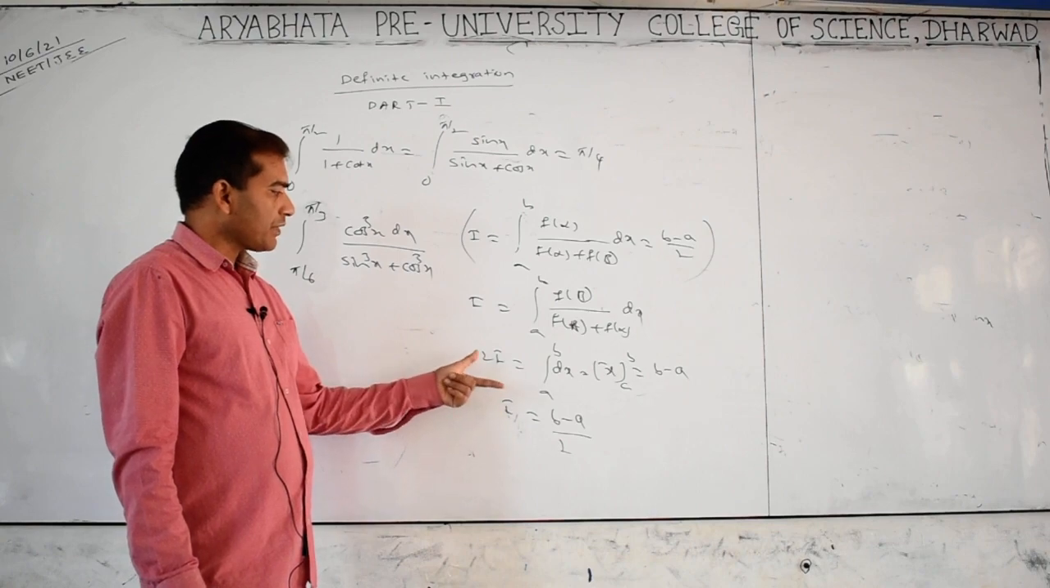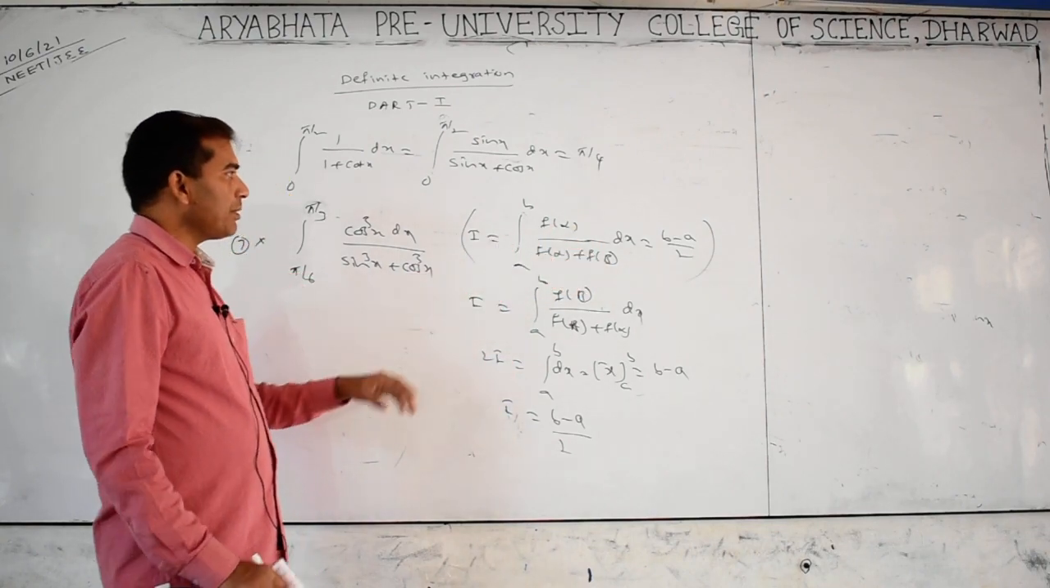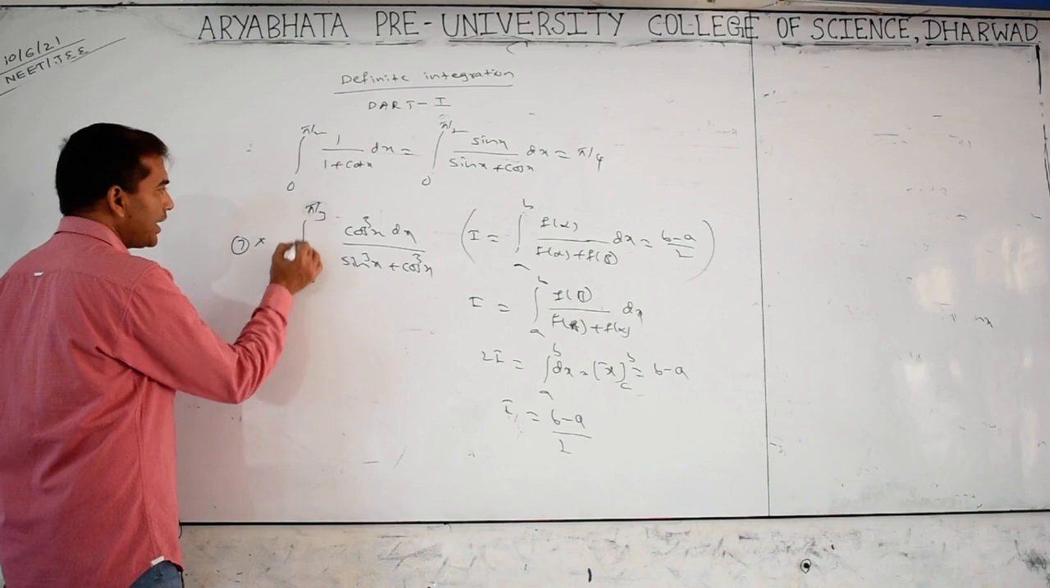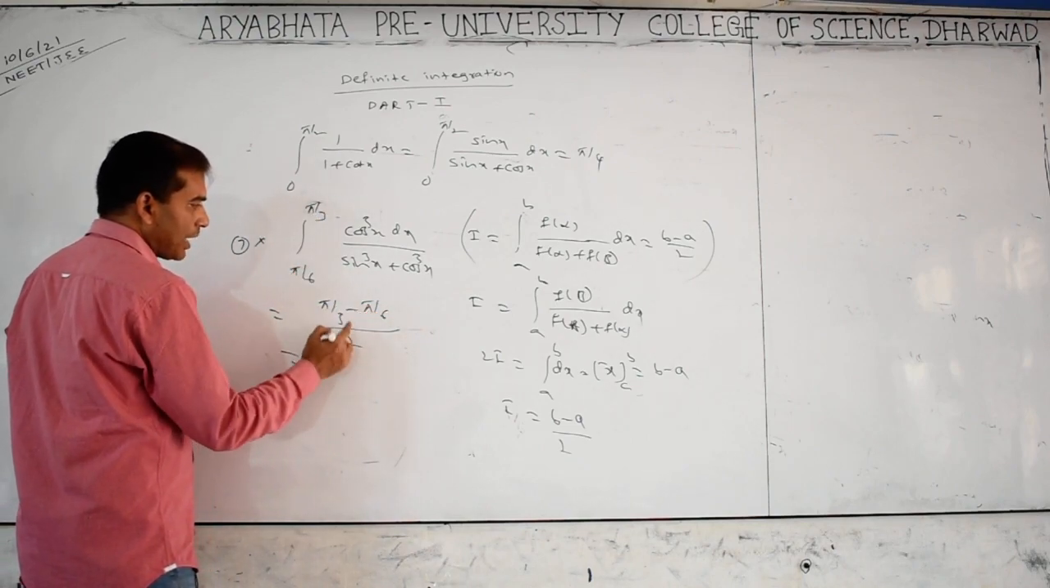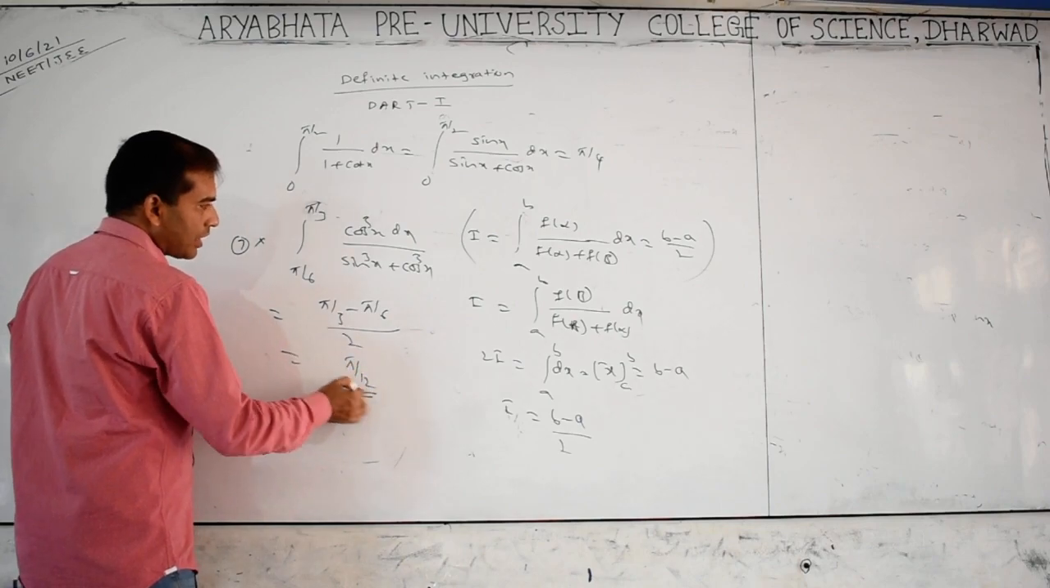If you want the answer within a fraction of a second, you remember the formula. Tell me, (b minus a) by 2. What is b? A to b. B is pi by 3 minus pi by 6, by 2. So pi by 6 by 2, pi by 12 is the answer.